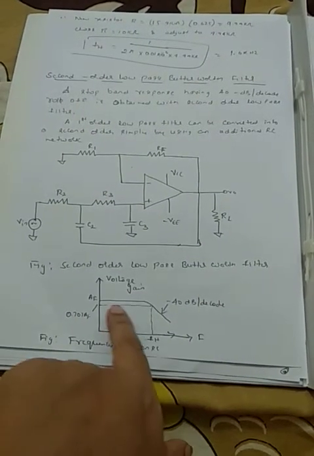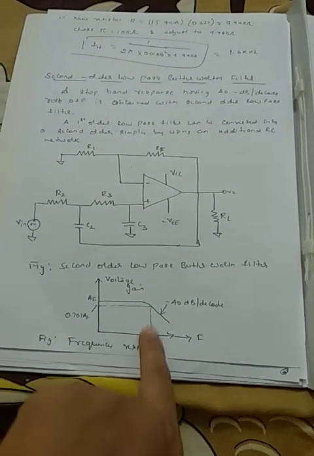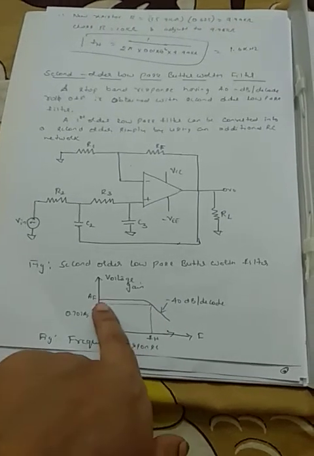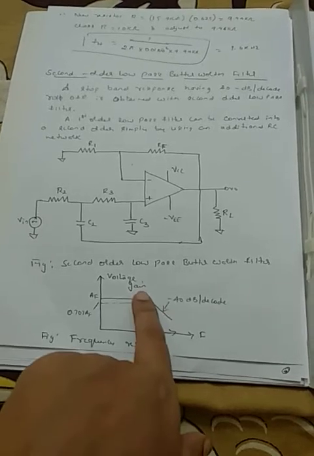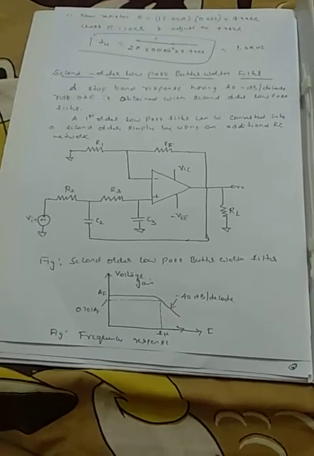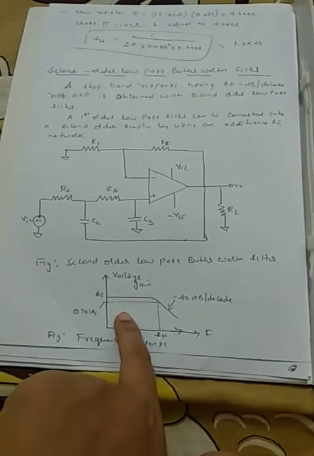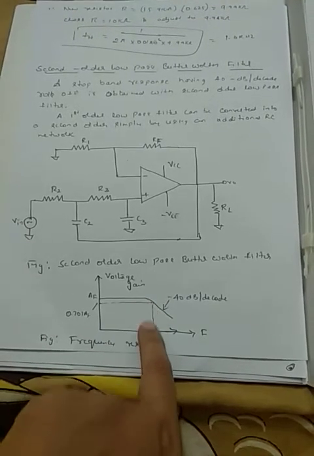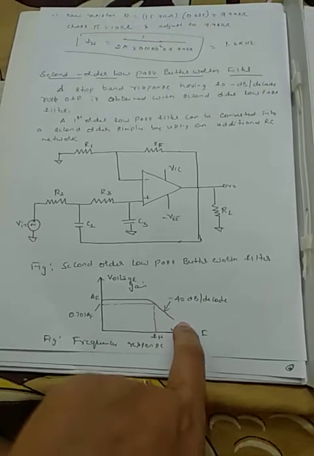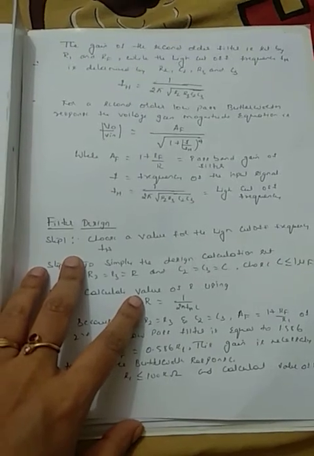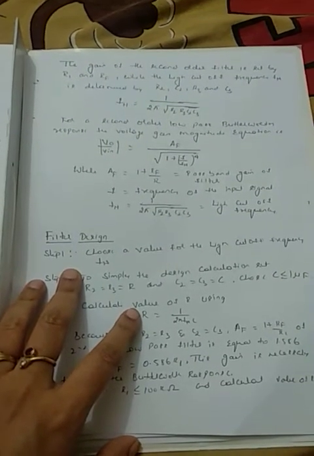This is the frequency response, as we know. Since this is also a low pass filter, we have a higher cutoff frequency FH. Everything remains the same, only in the stop band region the rate at which the gain decreases is higher. The gain will remain the same until the higher cutoff frequency FH, and after that it decreases. The gain of the second order low pass filter is set by R1 and RF, while the higher cutoff frequency FH is determined by R2, C2, R3 and C3.